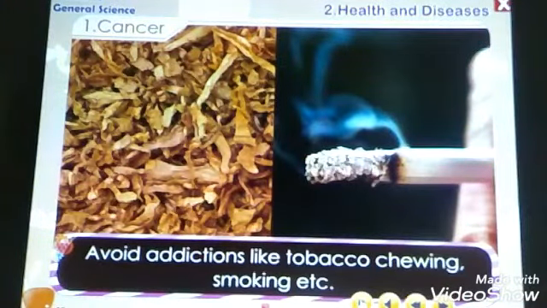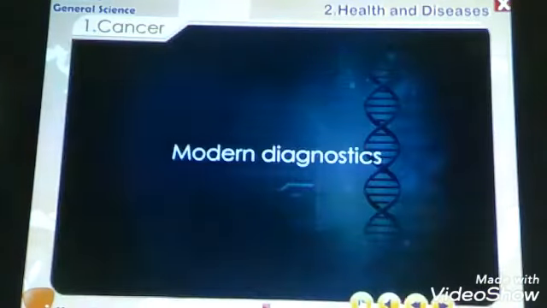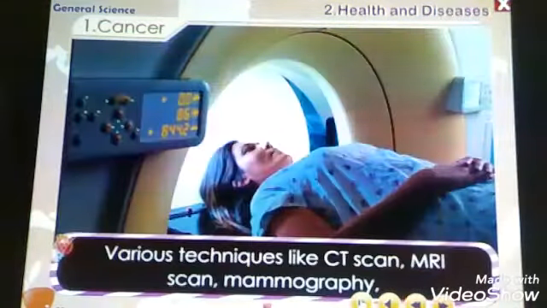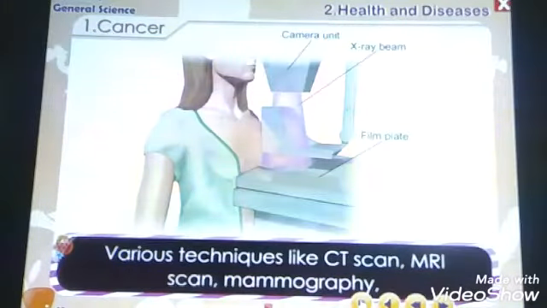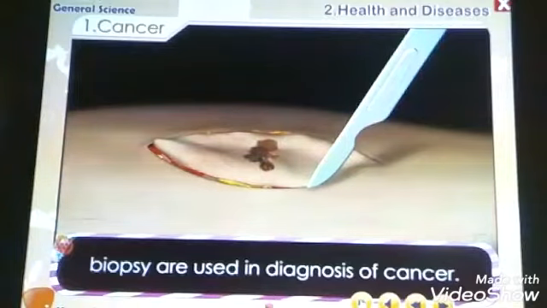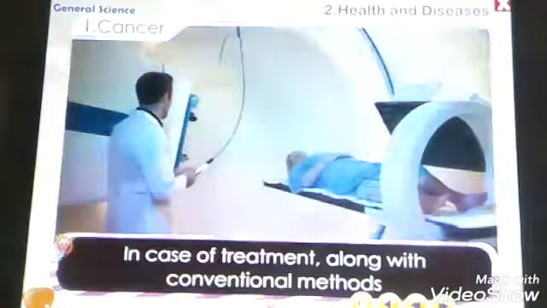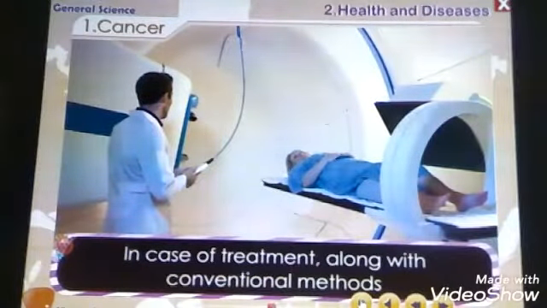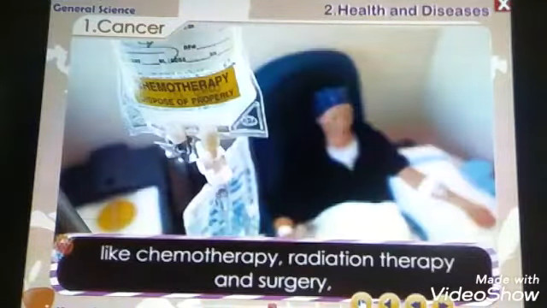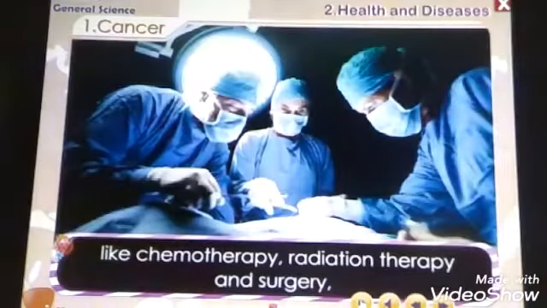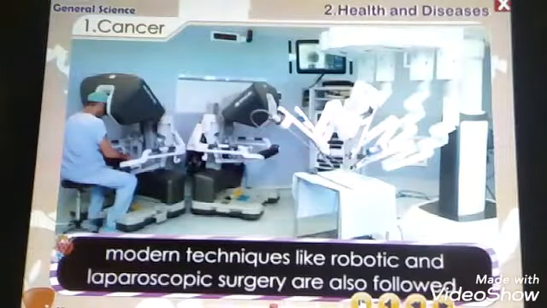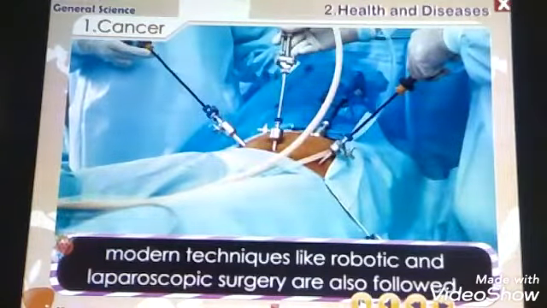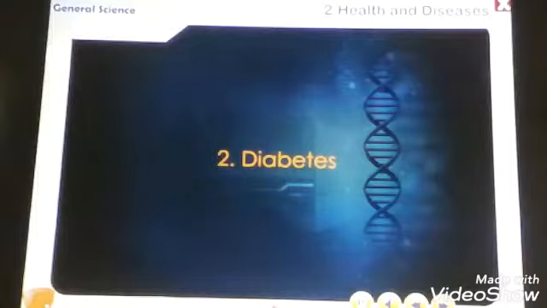Avoid addictions like tobacco chewing, smoking, etc. Modern diagnostics. Various techniques like CT scan, MRI scan, mammography, biopsy are used in the diagnosis of cancer. Treatment of cancer. In case of treatment, along with conventional methods like chemotherapy, radiation therapy and surgery, modern techniques like robotics and laparoscopic surgery are the new techniques.